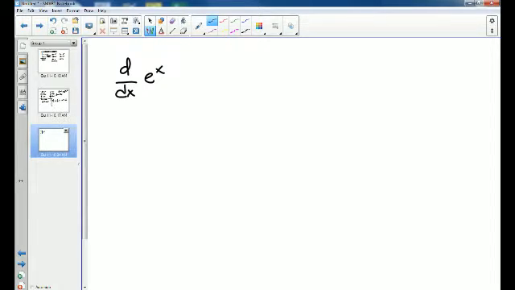Okay, this is not an exponent that we can bring down. If it's an exponential, we can't do the power rule. So be careful if the x is the exponent. But the easy thing about e to the x is that it's its own derivative.